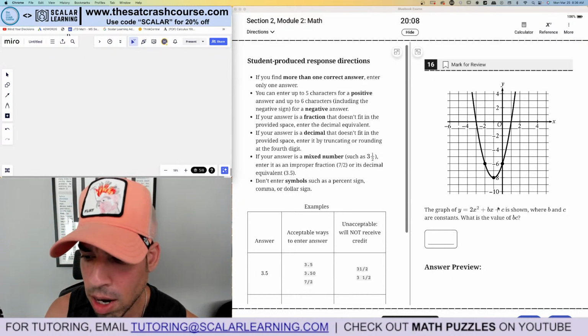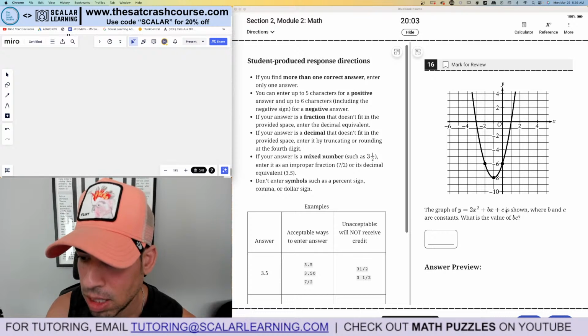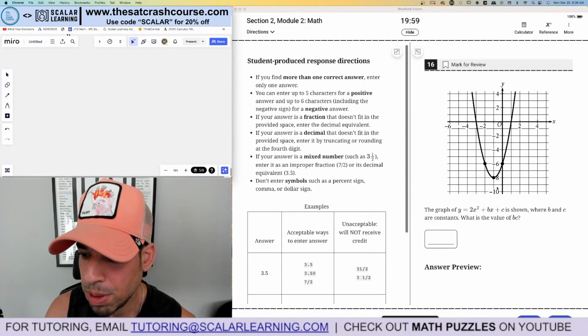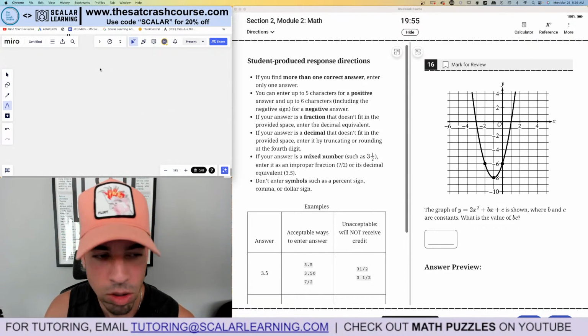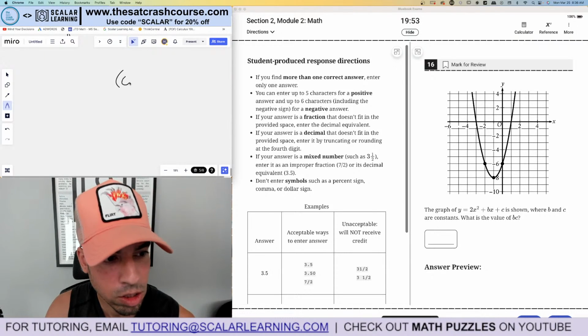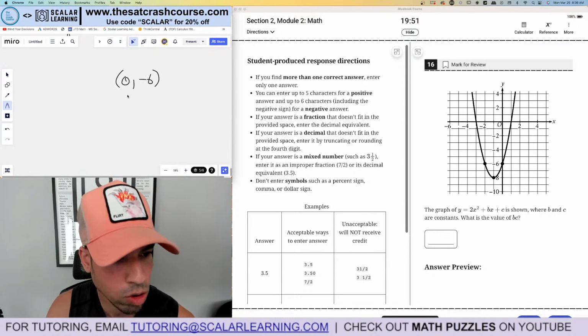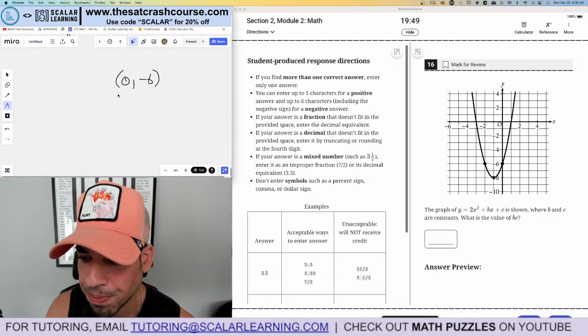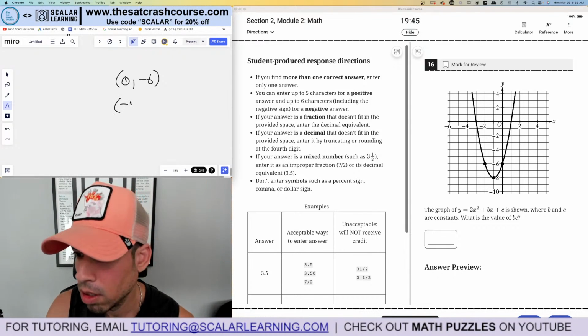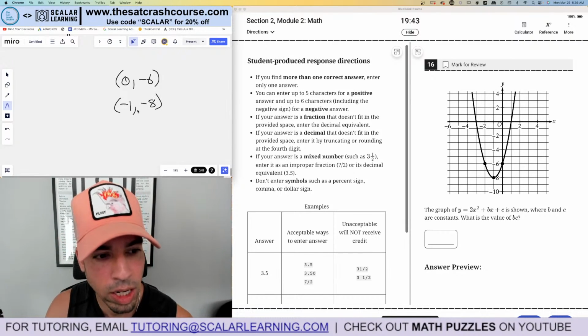Here we go. The graph y equals blah, blah, where b and c are constants. What is the value of b times c? Oh, interesting. Okay, so we have to figure out b and c in the quadratic. I'm going to use a little plug and chug. So we've got (0, -6) as one coordinate. We've also got a vertex at (-1, -8).